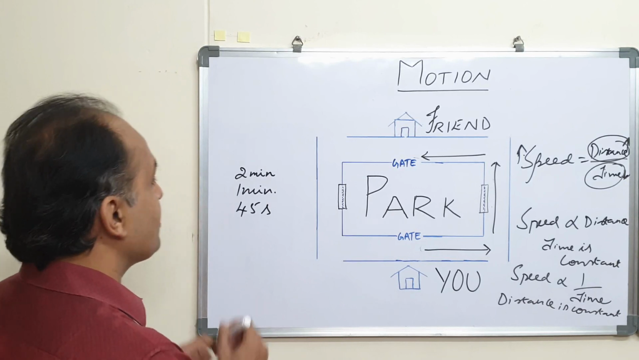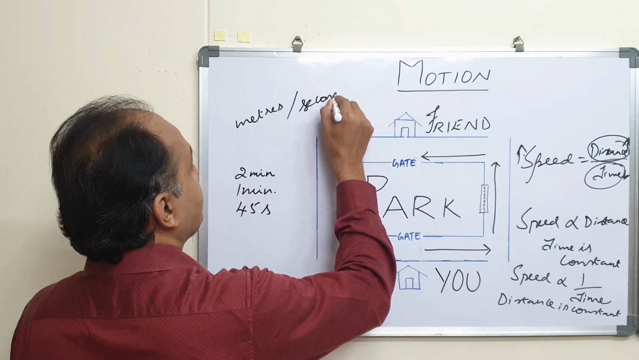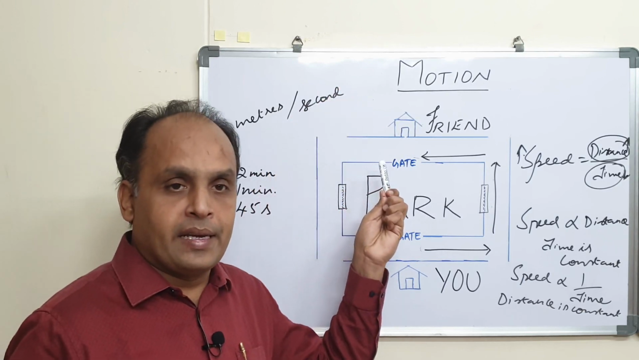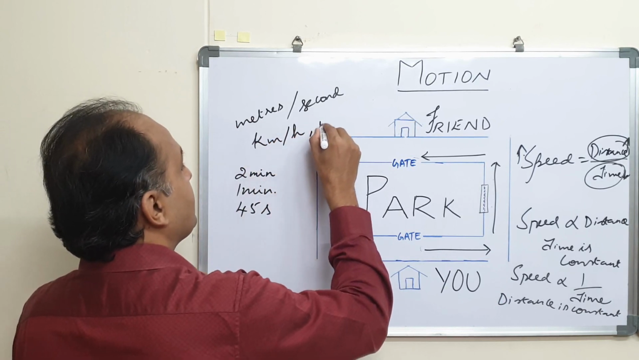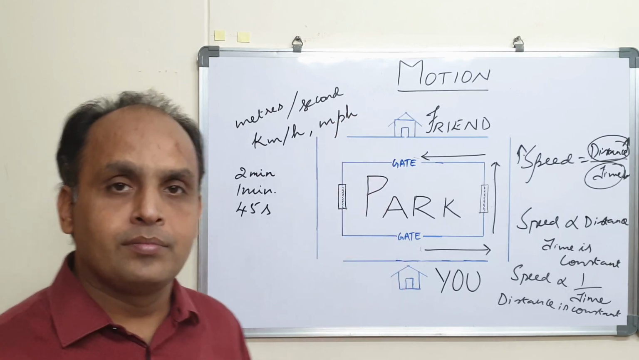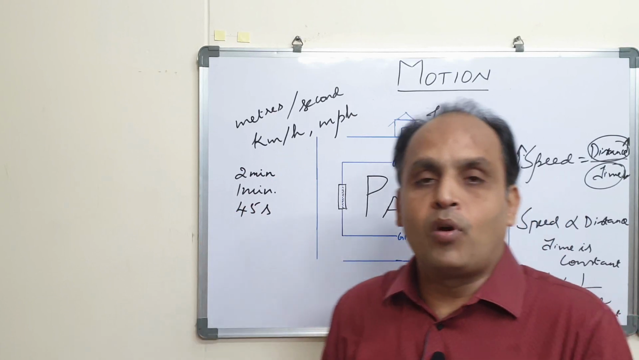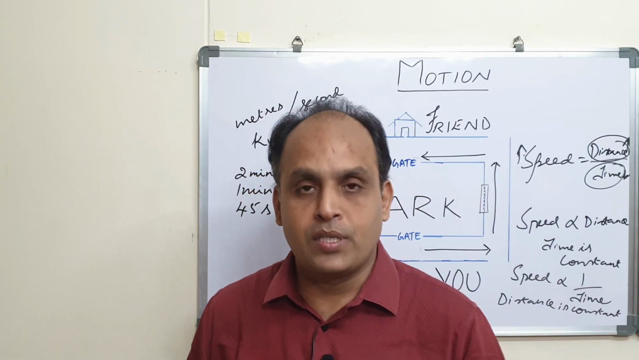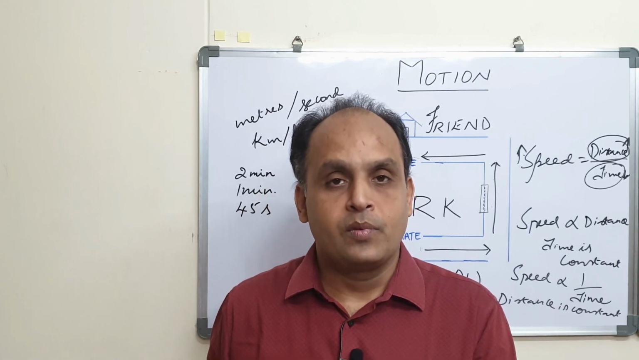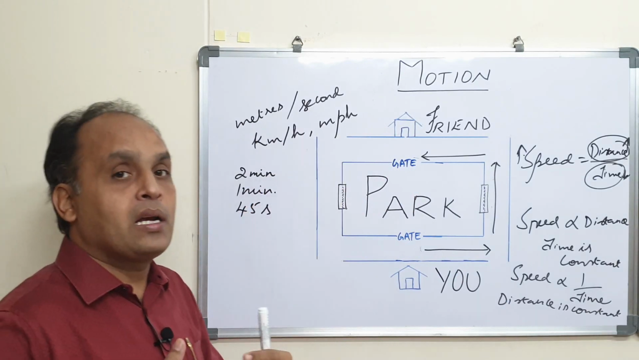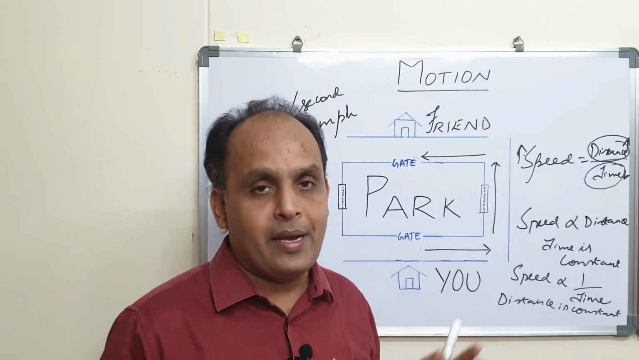Now, the units in which speed is measured. We know that distance is measured in meters in the SI units, and time is measured in seconds. So meters per second is the SI unit of speed, and there are other units of speed, which are kilometer per hour and miles per hour. You must have seen these when watching a cricket match on TV. As soon as a bowler bowls a ball, the speed is displayed, so many kilometers per hour and so many miles per hour. But the SI unit of speed is meters per second. Am I clear about that?